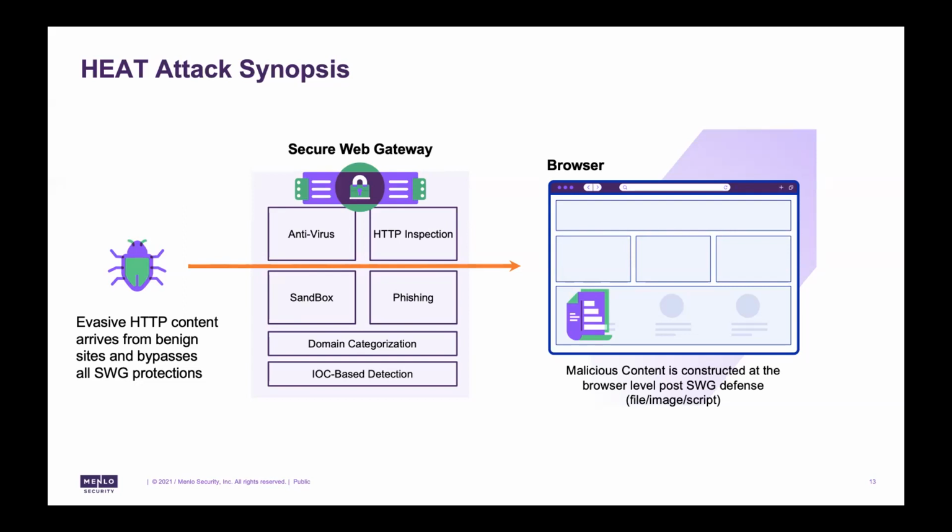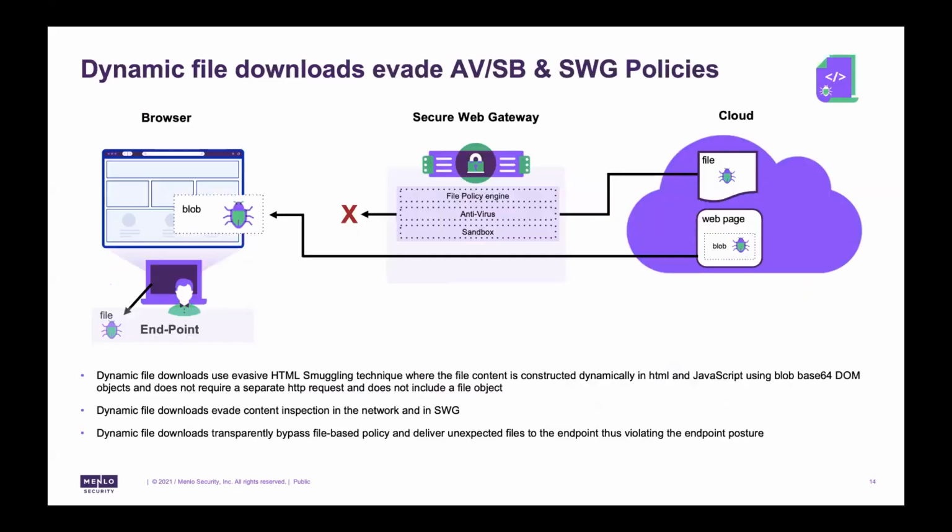And that's because this content is zipping right through that and leveraging the power of the browser to execute the code to deliver the malicious payload, whatever it may be. And that is basically the HEAT attack synopsis at its core. This content is constructed at the browser after it gets through the security defenses, and the endpoint technologies really aren't designed to identify what's happening on the browser. So let's give a deeper example here.